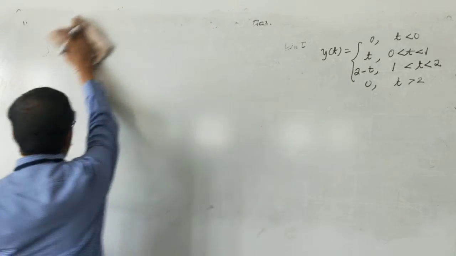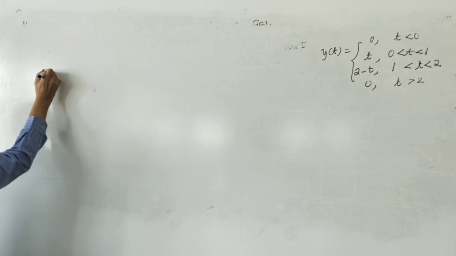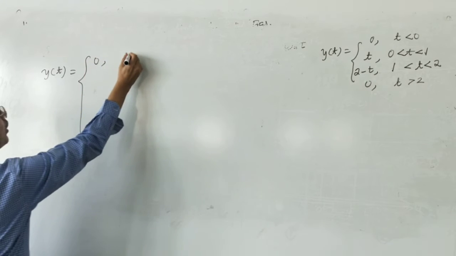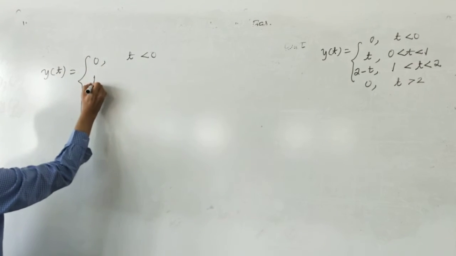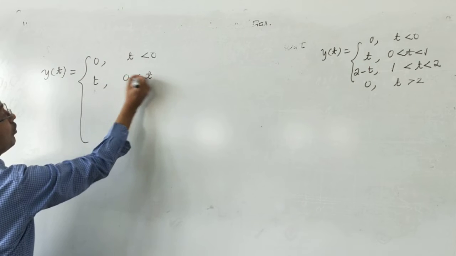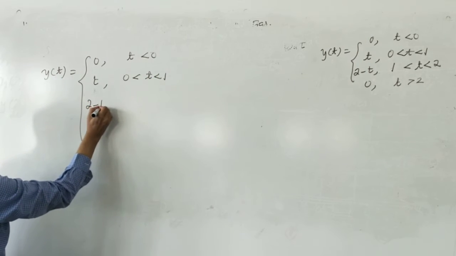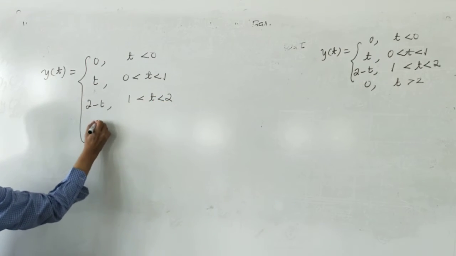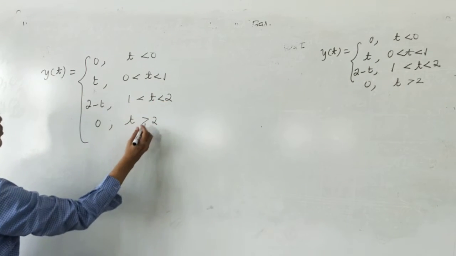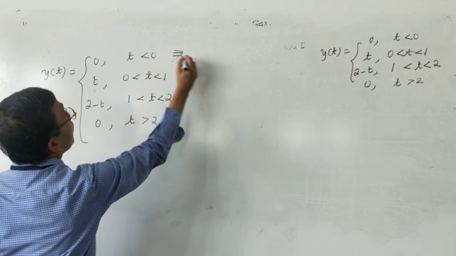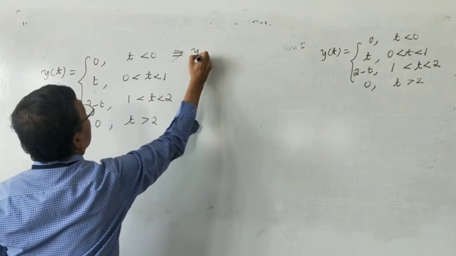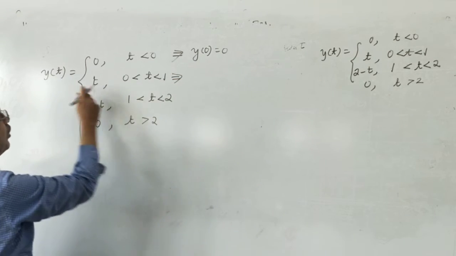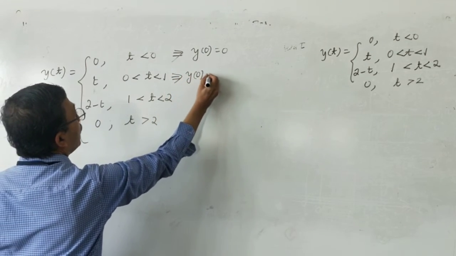Again, I'll write down that expression over here. y of t equals 0 for t less than 0, t for t between 0 and 1, 2 minus t for t between 1 and 2, and 0 for t greater than 2. Let us check the end points. You put here t equal to 0. So y of 0 equals 0. If you put t equal to 0 in this expression, this also gives 0.